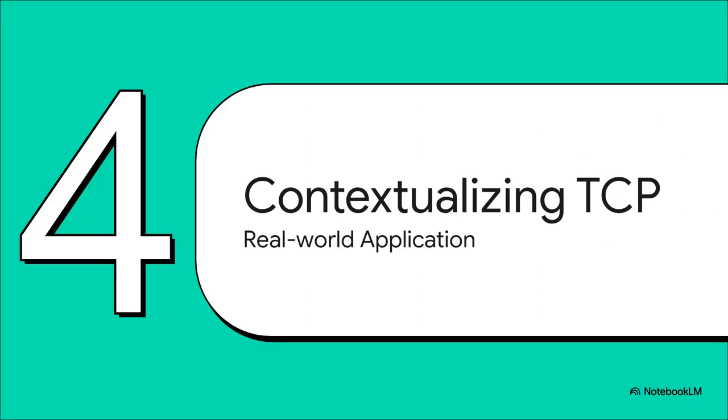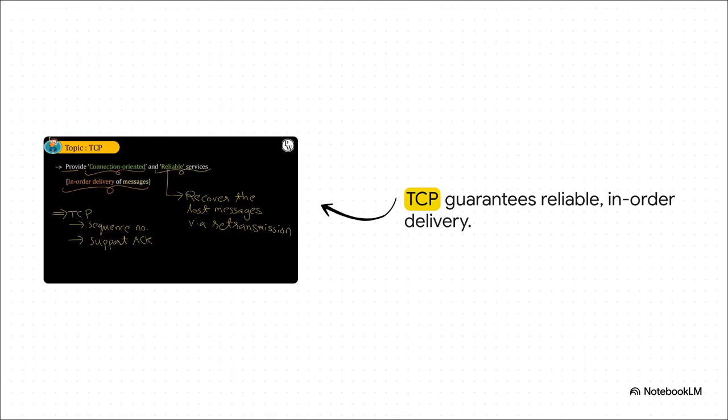All right, Part 4, Contextualizing TCP. We've just done some pretty heavy lifting with ARQ math and logic traces, so let's zoom out a bit. The Transmission Control Protocol, or TCP, is basically the real-world manifestation of the mathematical ideals we just proved. While the underlying network doesn't give us any guarantees whatsoever, TCP provides a rock-solid, connection-oriented, reliable service. It guarantees in-order delivery of messages, and exactly like our sliding window examples, it uses sequence numbers and acknowledgments to recover any lost messages via retransmission.